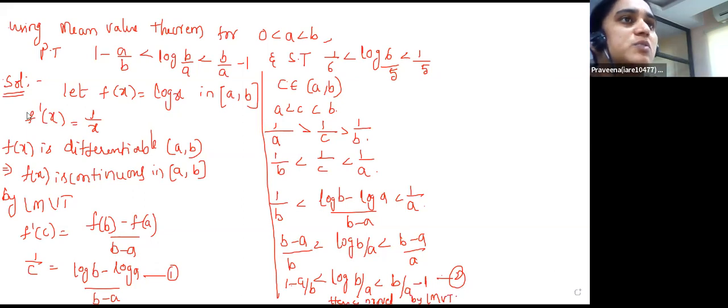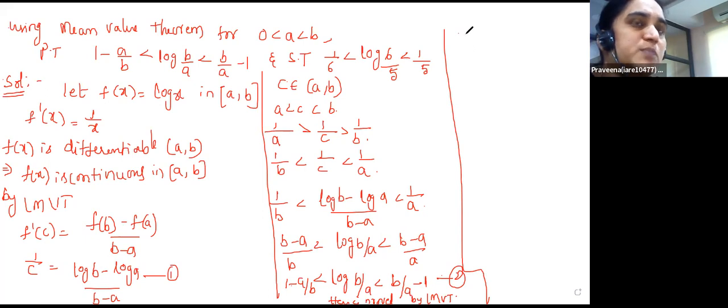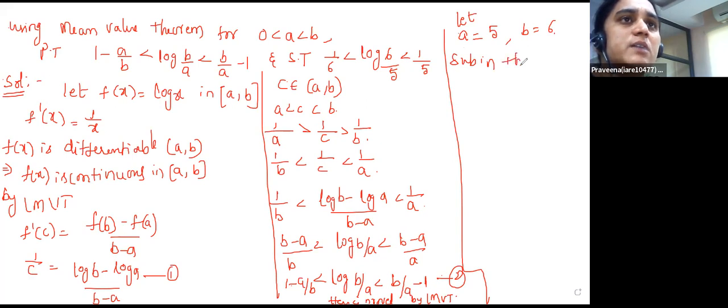From this, show that, next question is show that 1 by 6 less than log 6 by 5 less than 1 by 5. Okay, let us take a and b values. Let us assume a and b values from that. What is a and what is b? Here a is equal to how much? A is equal to 5. Let us assume a is equal to 5 and b is equal to 6. Substitute in the second equation.